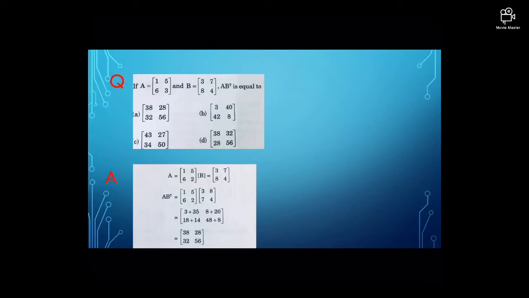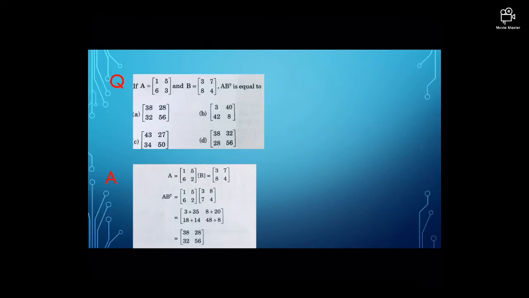As you all know how to multiply the matrices: first row with the first column, then first row with the second column. Likewise, second row with the first column and second row with the second column. So I think you are clear with it, and the answer we are getting here is 38, 28, 32, 56. So option A will be the right answer for this question.